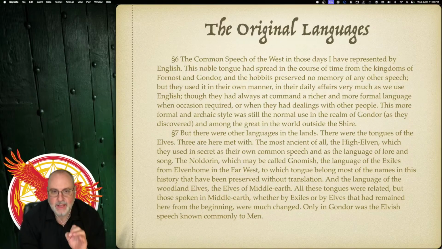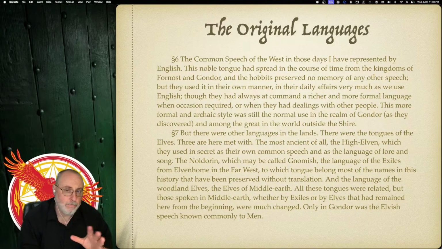Yes, Karina, that's what he's saying here, that when you are reading modern English in The Lord of the Rings, what you are reading is the common speech of the West. But he needs to explain what the common speech of the West is.